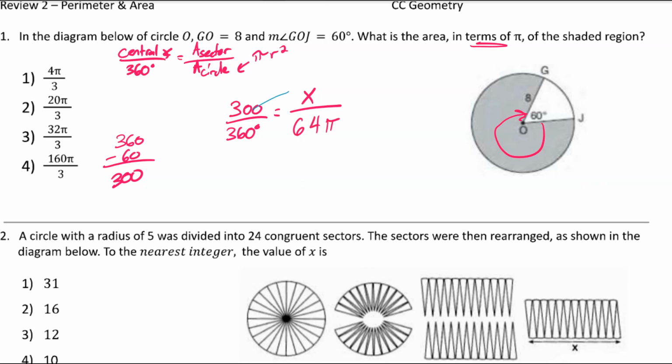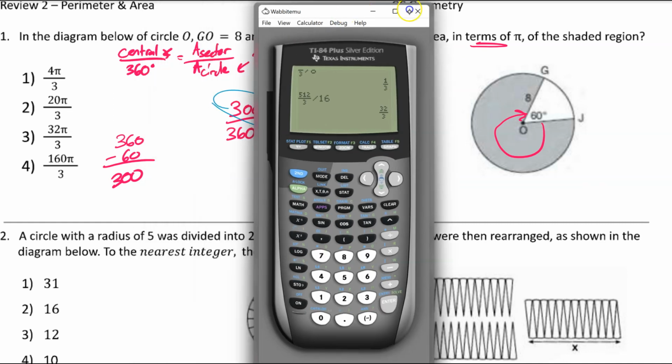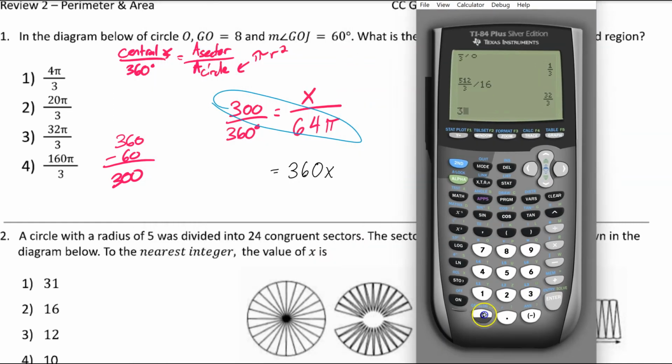Now to solve any proportion, the easiest and fastest way is to cross multiply. So 360 times x is 360 times x. But when I multiply 300 to 64 pi, I'm not going to hit the pi button in my calculator. I'm just going to multiply 300 times 64 to get 19,200. And there's still going to be a pi being multiplied to that.